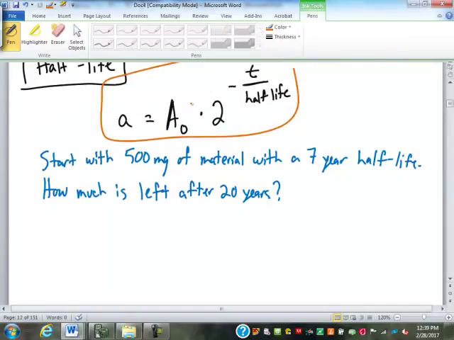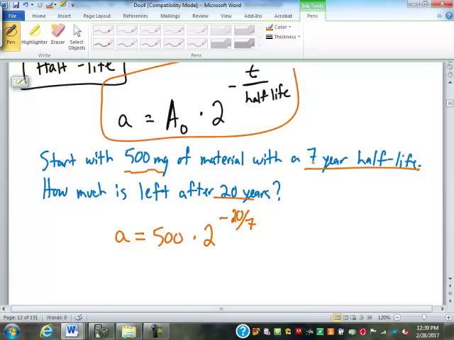A0 is what number? The starting amount, which is 500 milligrams. Times 2 to the negative. What's my time? Careful. 7 years is half-life. 20 years. So 20 divided by the 7-year half-life.